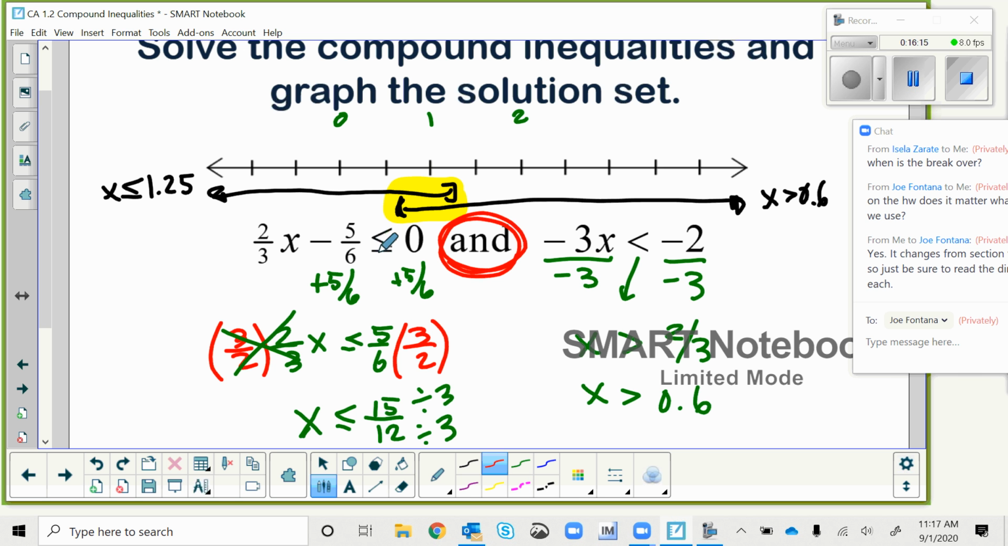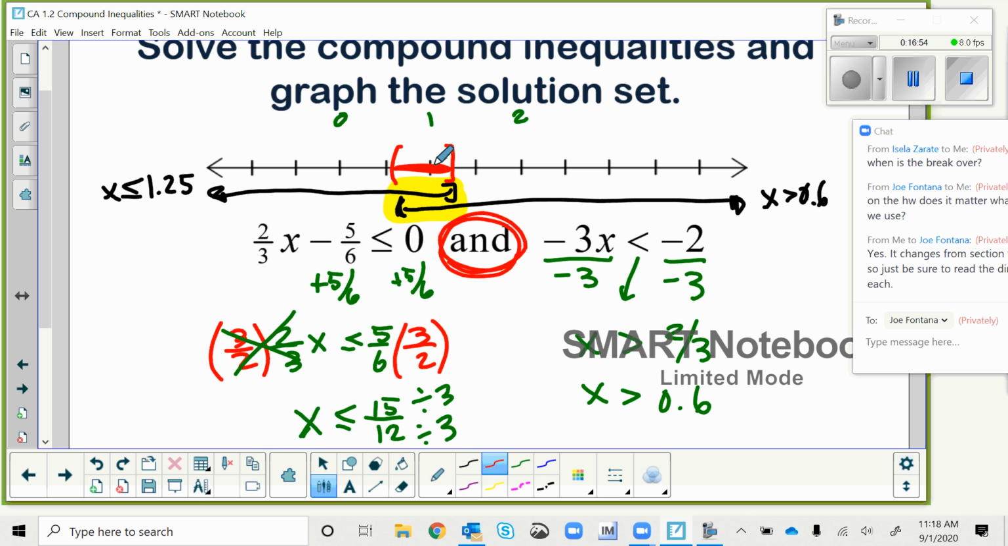On the left, it's the bracket at 0.6. And I'm sorry, the parenthesis. And on the right, it's a bracket at 1.25. And then it's everything in between there. That tiny little interval of red shading, that is my answer to the entire problem. That's the solution set that satisfies the compound inequality. It satisfies both the left one and the right one at the exact same time.